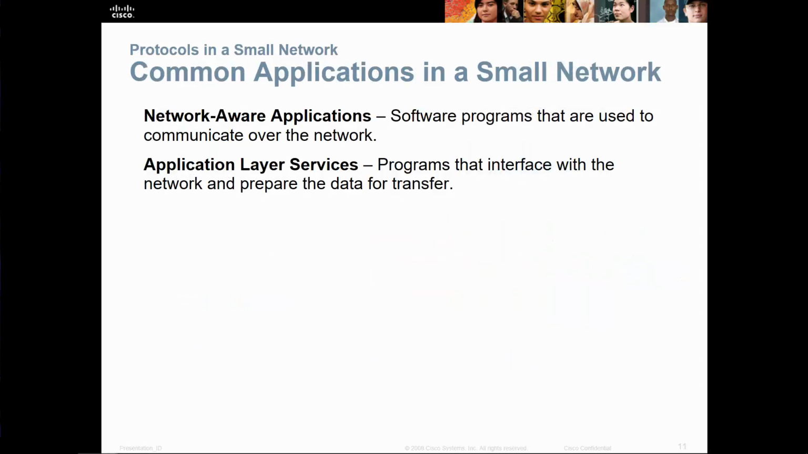Common applications could be either network aware applications or application layer services. Application layer services are programs that interface with the network that help prepare the data for transfer. And that's versus network aware applications, that's software programs that are used to communicate over the network.